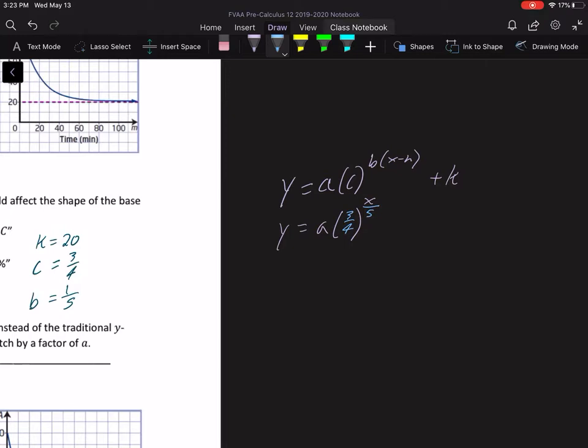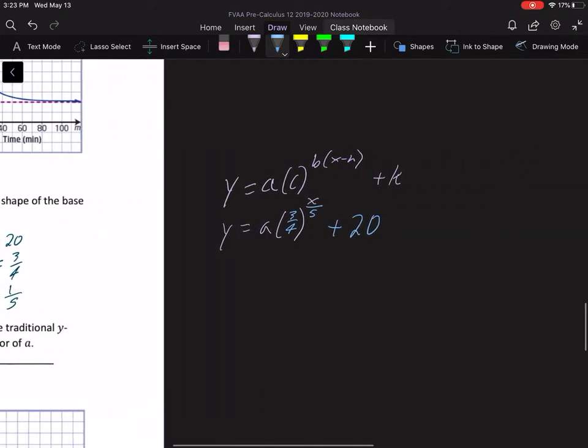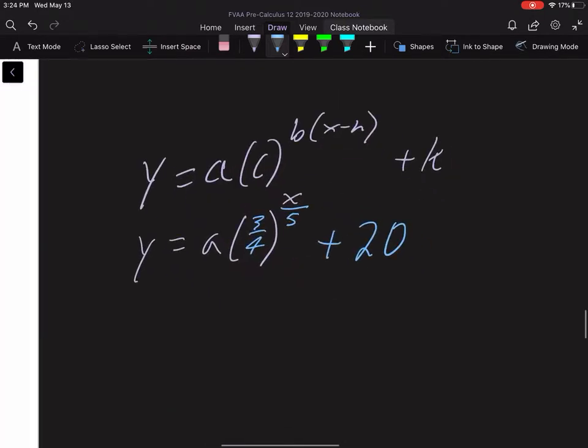And there's no H value in this situation. And then we know K is 20. Okay, so those are some of the values that we figured out here. Now in this situation, in order to solve for that A value, notice that other than my X and Y variables, my A variable is my only unknown.